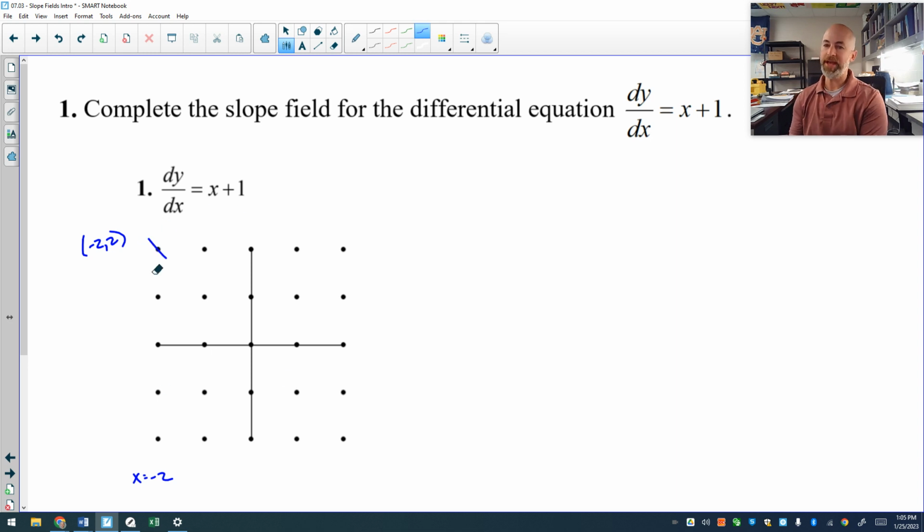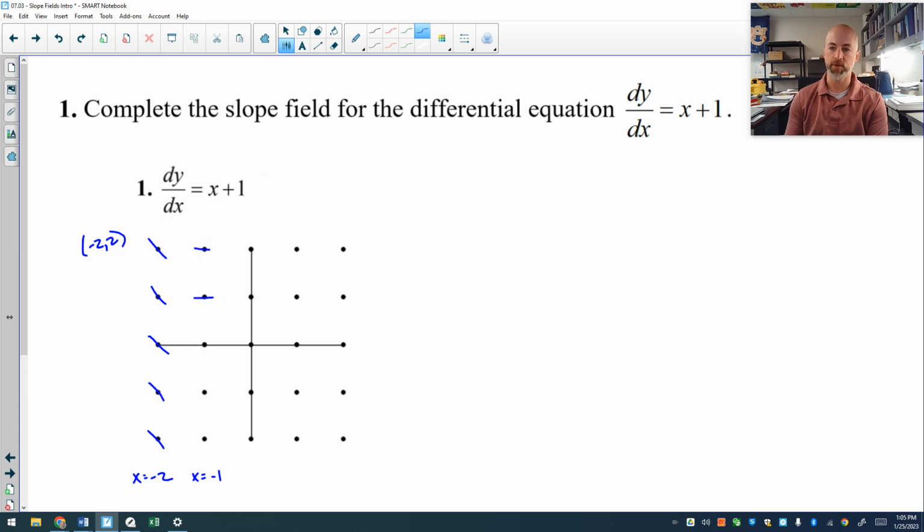And that's going to be true for every point that has an x coordinate of negative 2. All of these points, negative 2 plus 1 is going to be negative 1. So I can go ahead and fill in every one of these where the x coordinate is negative 2. When x equals negative 1, negative 1 plus 1 is 0.